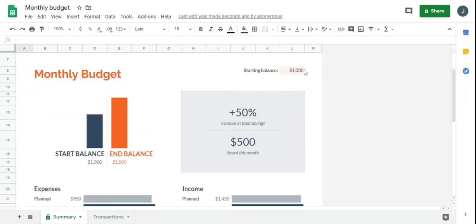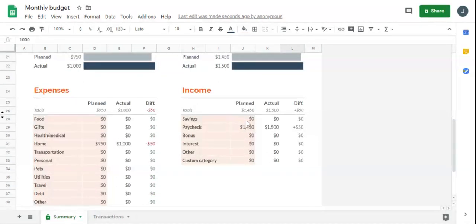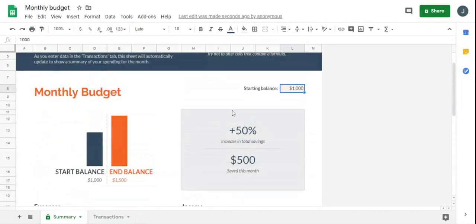Down here, you can see what your starting balance is. This is something that you can change. If you start the month with a certain amount of money in your bank account, then you can put it in there. Do not include your savings. Your savings go in a separate spot.